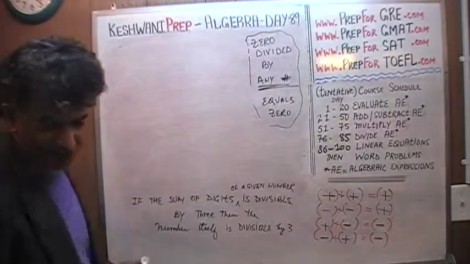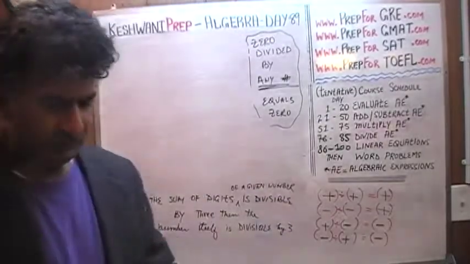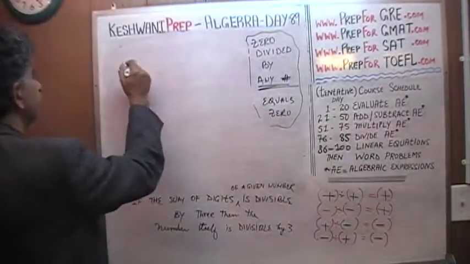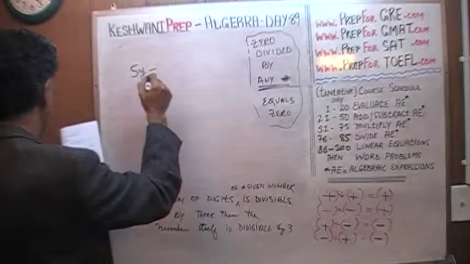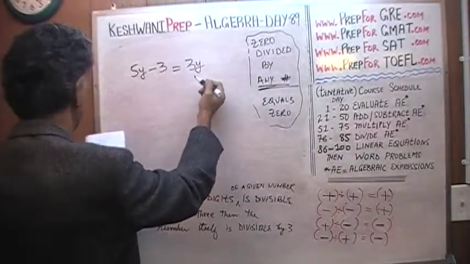I do not know where it comes from, where it came from. Number 3. 5y minus 3 equals 3y plus 5.